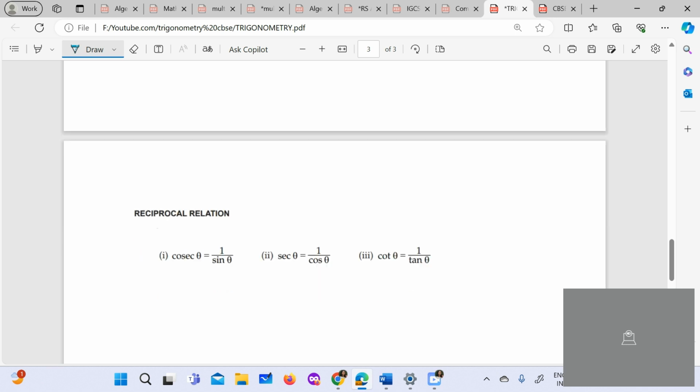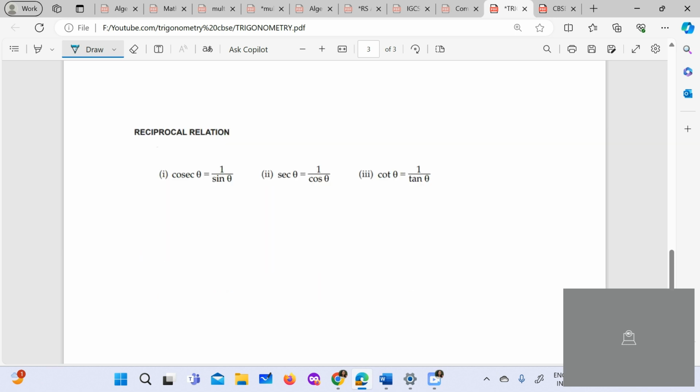Now these are the reciprocal relations. So what are reciprocal relations? See, there we wrote sine, cos, tan, right? So now cosecant. What is cosecant? Actually, cosecant is 1 over sine. Secant is 1 over cos. Cot is 1 over tan. So these are reciprocal relations, which are very important for you to remember to solve any kind of question.